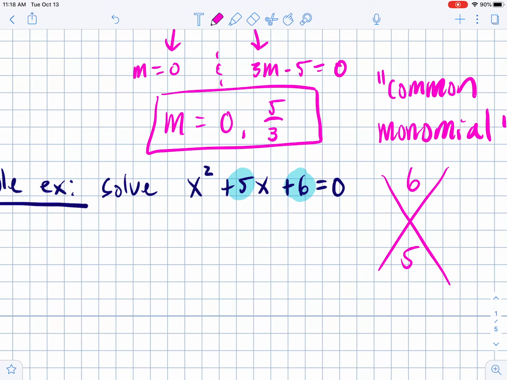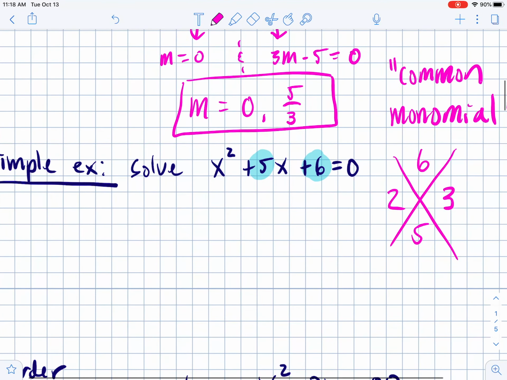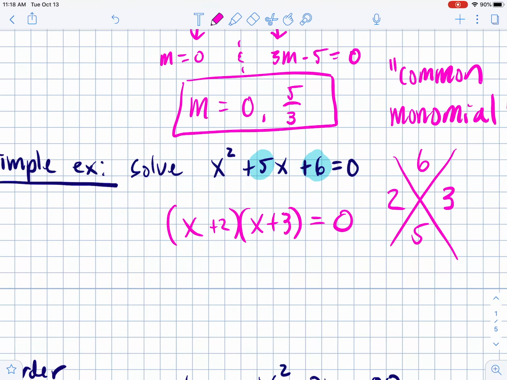So then you think, well, to get 6, you could get 6 and 1 or -1 and -6, but those don't add to 5. So you could do 2 and 3 or -2 and -3. 2 and 3 are the ones that add to 5x. So I think once you have those two numbers, you can just jump straight to here. (x plus 2)(x plus 3) is equal to 0.